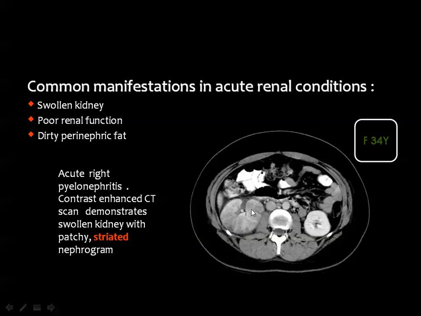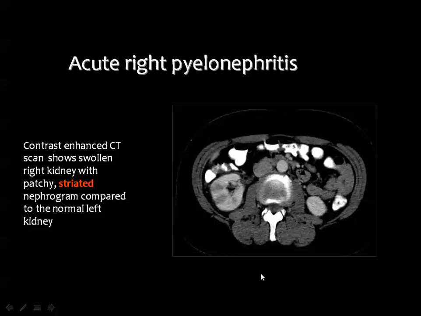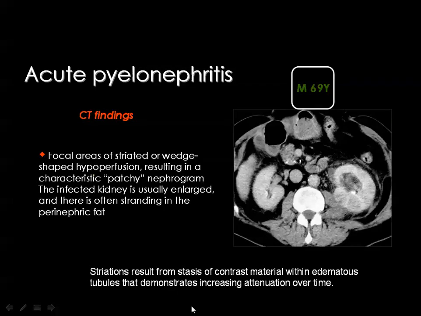The kidney is swollen, the function is relatively deteriorated compared to the opposite kidney, and the perinephric fat may be stranded. What's very important is what's known as the striated nephrogram, and here you can see striated non-enhancing areas within the nephrogram, which is one of the criteria of acute pyelonephritis. And here another case, the kidney is swollen compared to the opposite one, and you see these striations within the renal parenchyma due to acute pyelonephritis.